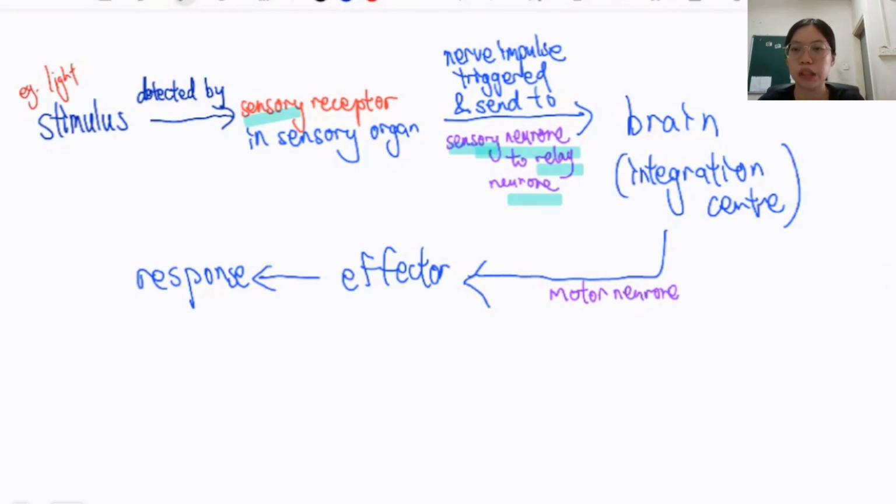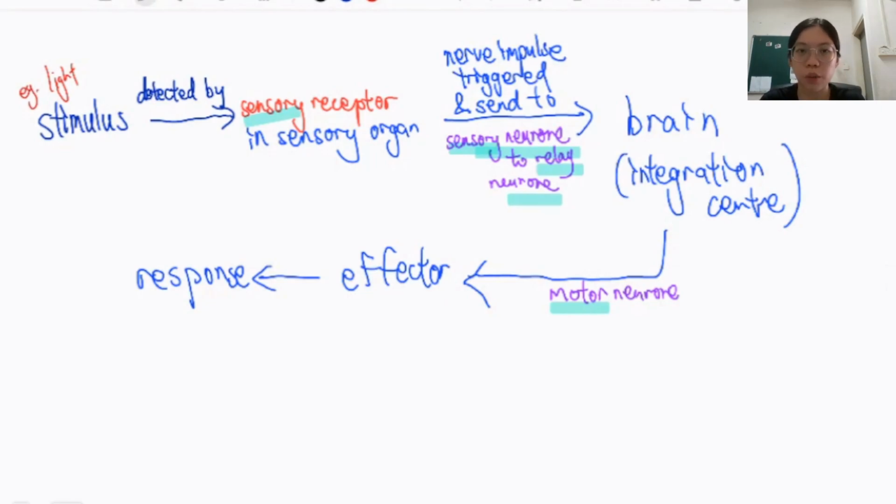So they will transmit this impulse through this motor neuron. So this motor neuron transmits the impulse to the effector. Most of the situation is muscle, your skeletal muscle, or maybe smooth muscle when it comes to involuntary response. And after that, it will produce the response.